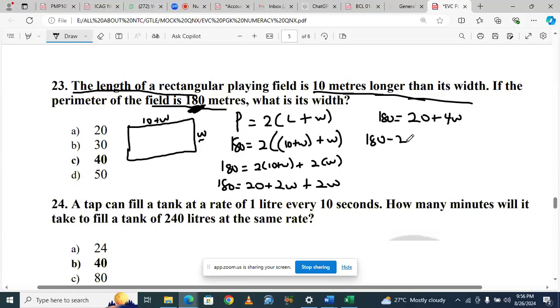180 minus 20 is equal to 4W. Here is 160 is equal to 4W. Divide by 4, divide by 4. So W is equal to 40. Now what is the question saying? The question says find the width, that is find W. And W is 40. Please, is it okay?